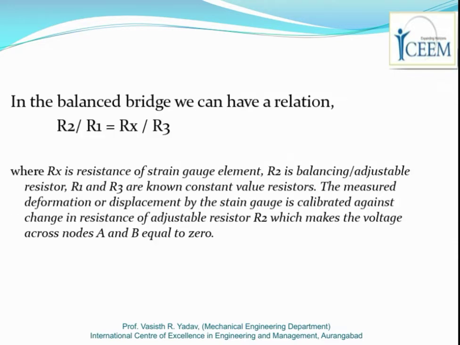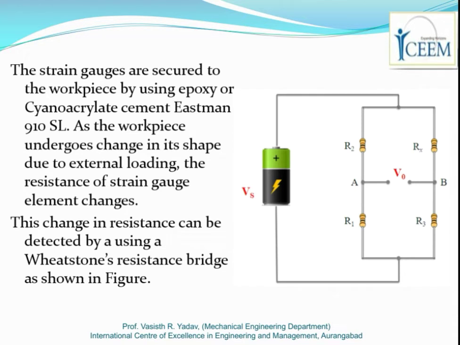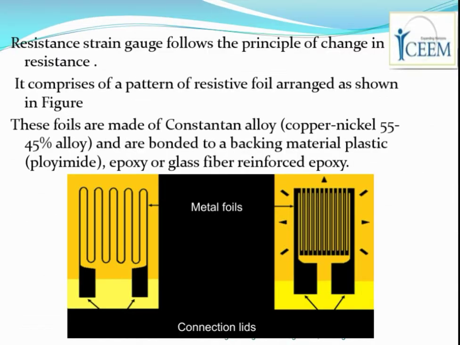It is calculated by using a relation, and we know that a Wheatstone bridge always has a balanced relation, that R2 upon R1 should be equal to Rx upon R3, where R1, R2, R3 and Rx are the resistances, and Rx is nothing but the unknown resistance, right?